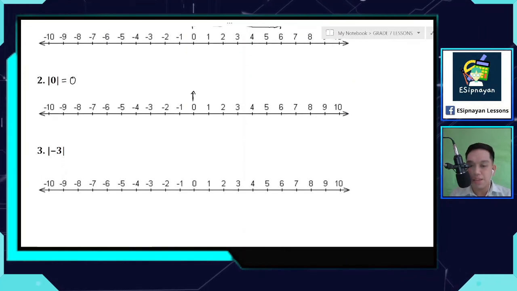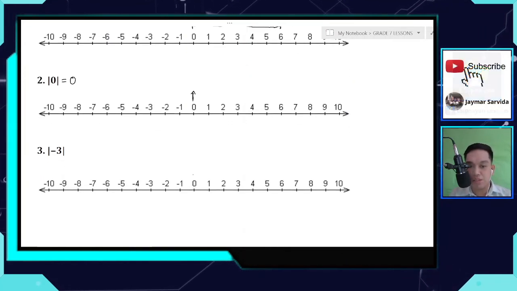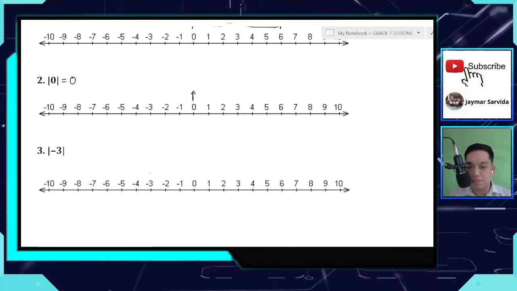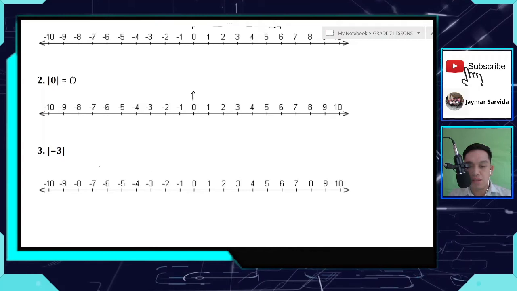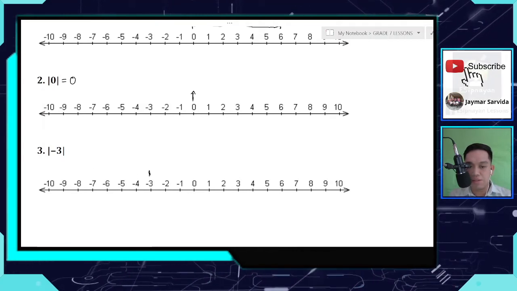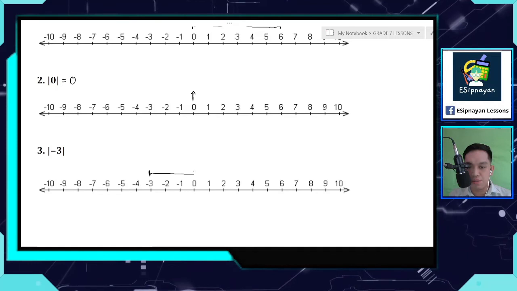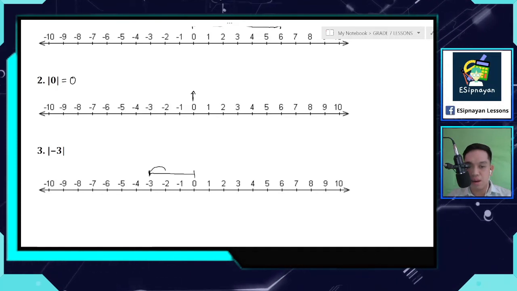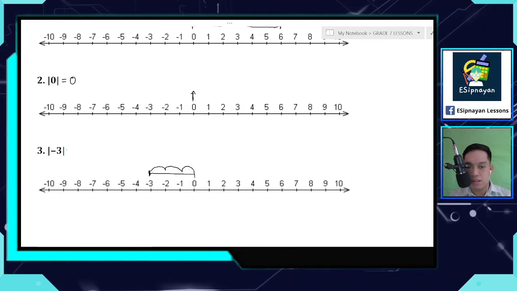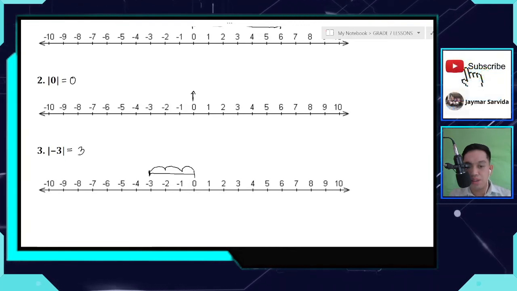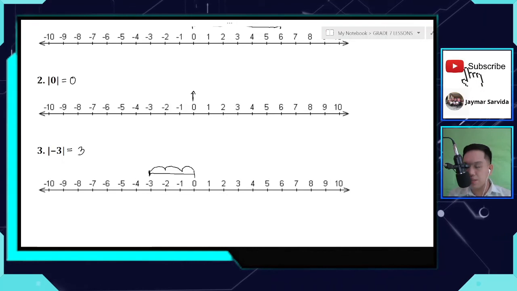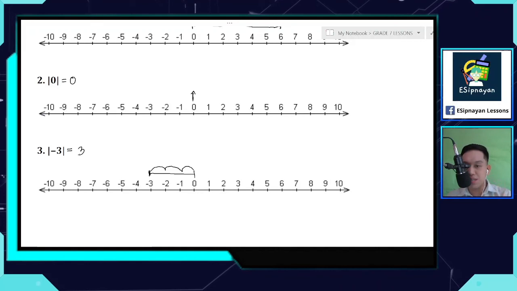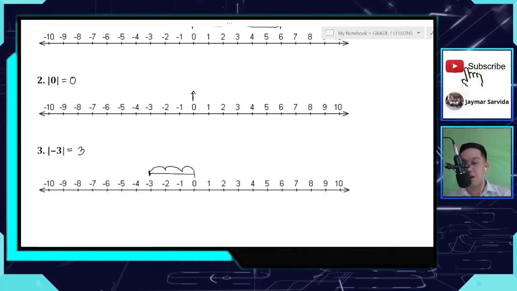Number 3, the absolute value of negative 3. From 0 to negative 3, the distance of the integer negative 3 from 0. Let's count: 1, 2, 3. So that is equal to 3. Remember, class, our absolute value is always positive, because it refers to the distance of our integer from 0. And distance is always positive. That's why our absolute value is always positive.